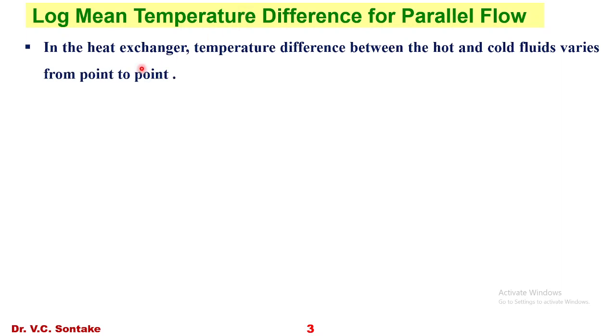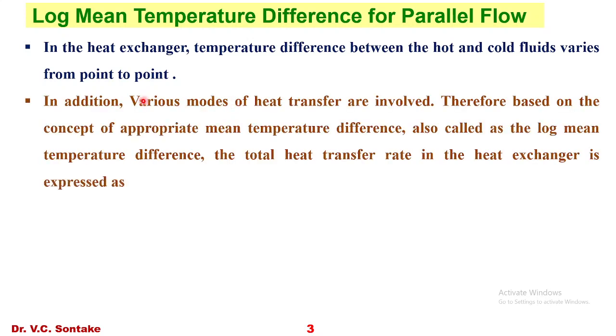In any heat exchanger, the temperature difference between the hot and cold fluids varies from point to point as the fluids move from inlet to the outlet of the heat exchanger. Also, it is observed that the temperature variation between hot and cold fluid is not linear. Rather, it varies from point to point and follows some mathematical law. In addition to this, various modes of heat transfer are involved, like conduction and convection.